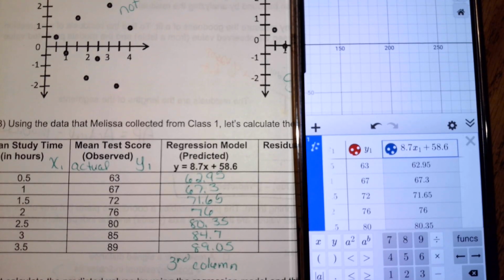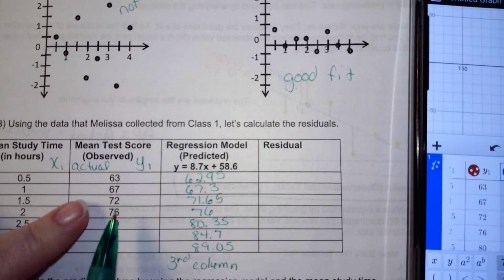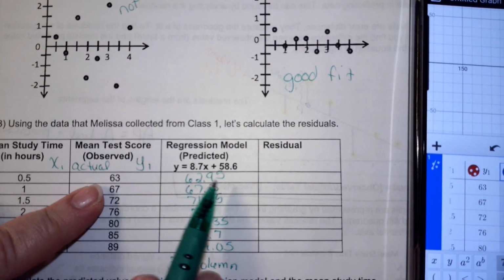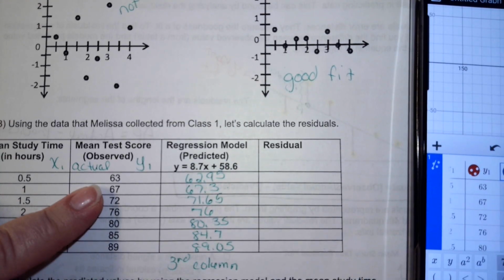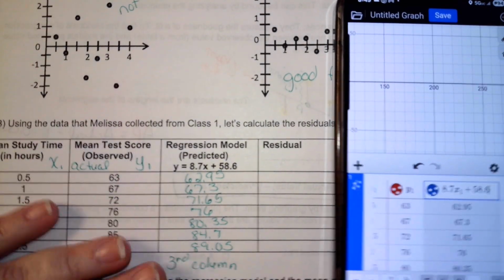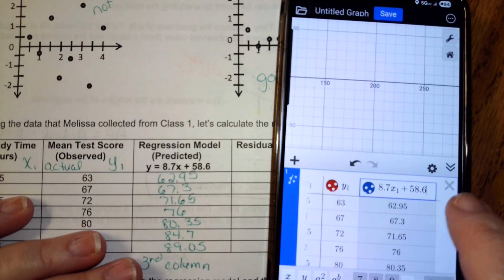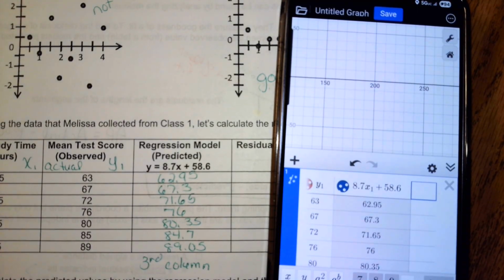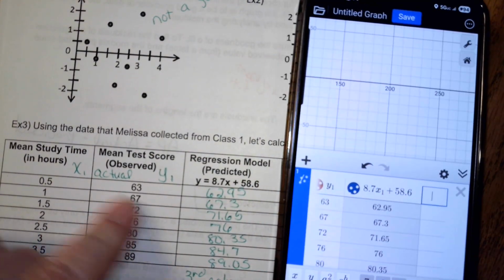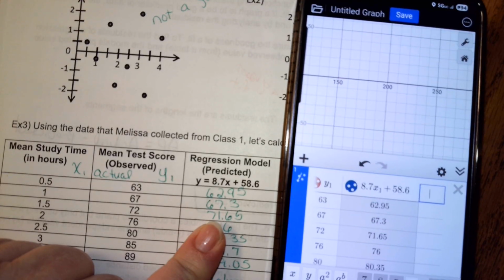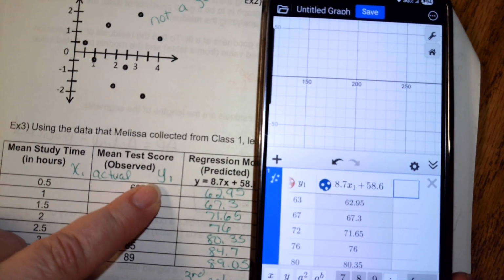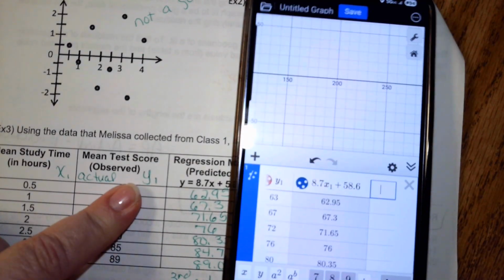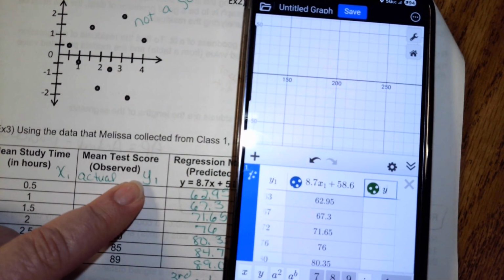All right, so the residuals, remember, are the difference between what actually happened and what you predicted to happen. So these are the predicted values. We want to find the residuals. So again, we're going to let Desmos do the work for us. Go to the fourth column and click right there. We want the actual values minus the predicted values. What are the actual values called in Desmos? y sub 1. So we're going to type in y sub 1.